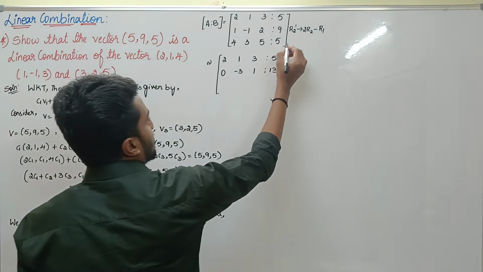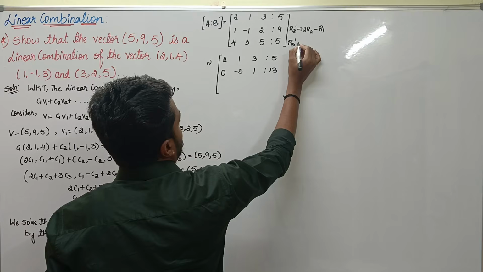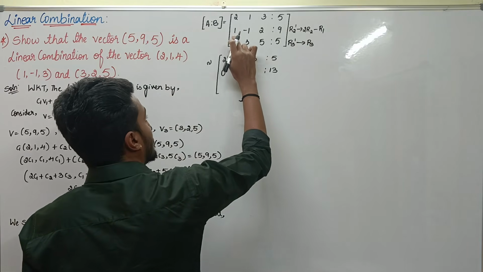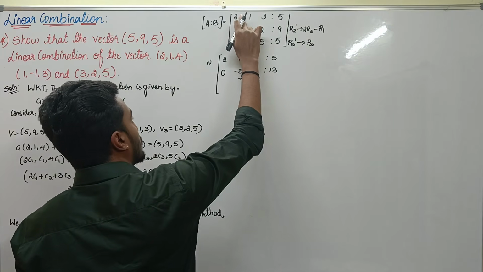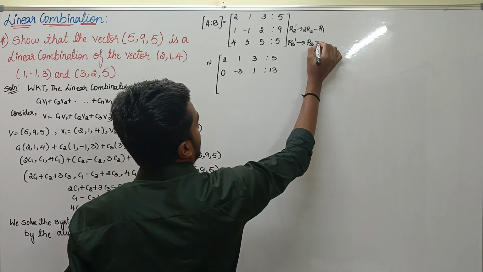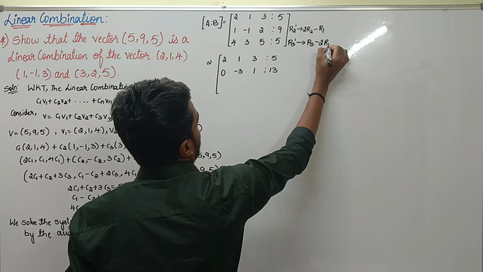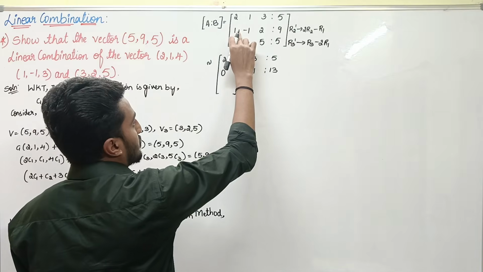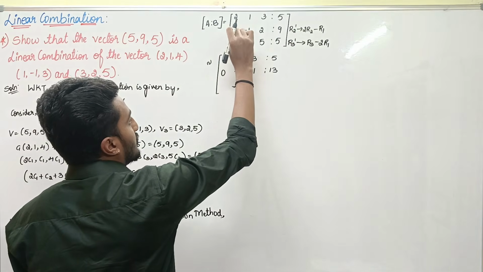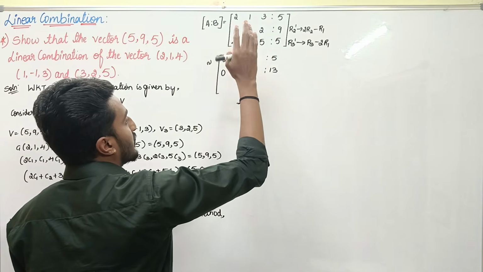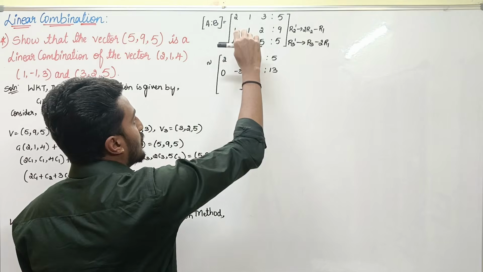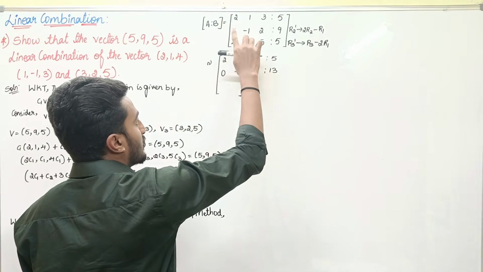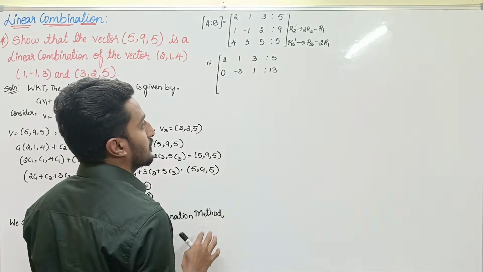Let us simplify. R3 dash changes to R3. To make this element 0, I am going to take R3 minus 2 times R1. Always remember, one row's simplification should not be used for another row's simplification. Whichever row we consider, we treat it as a constant, and considering that row itself, we simplify the rows below.